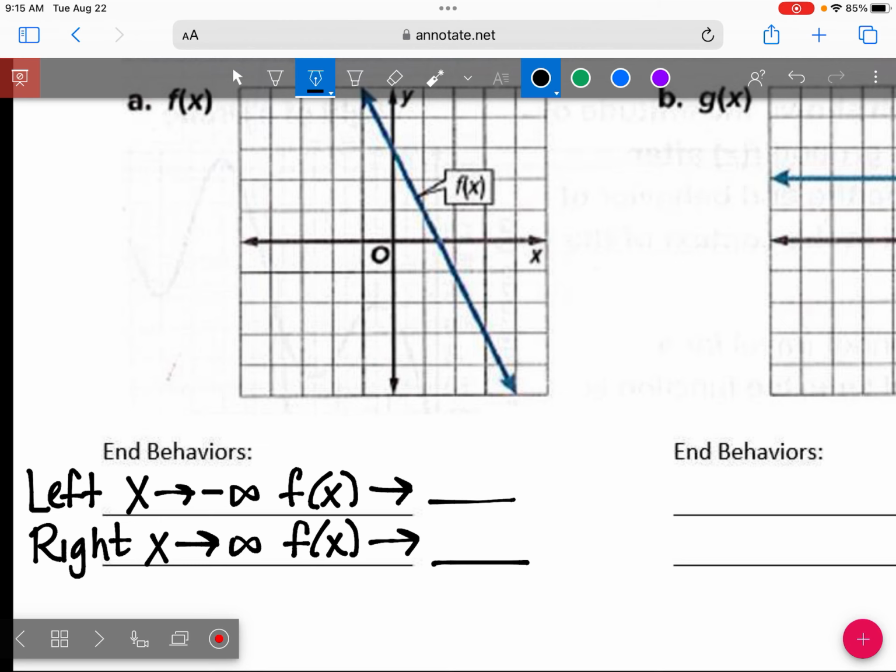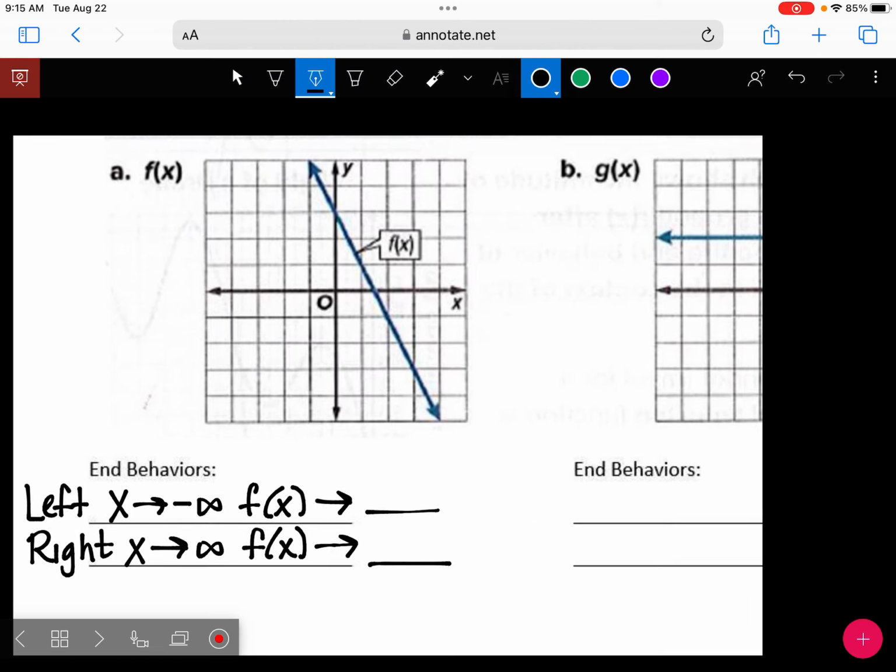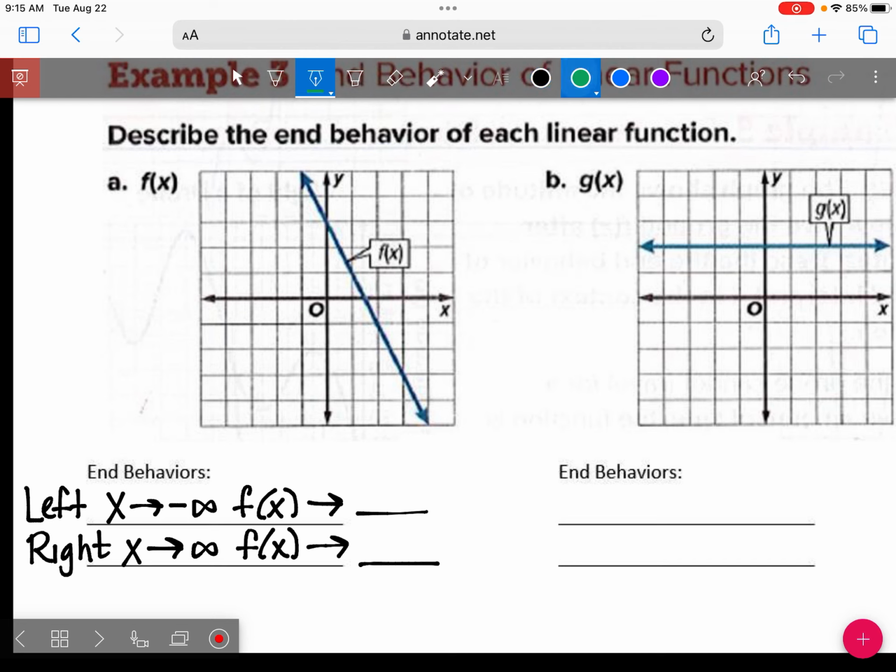And when I say left and right, I'm talking about the left and right side of the y-axis. So this is my y-axis. This is my left arrow. This arrow represents my left end behavior, and this arrow represents my right end behavior. So end behavior is exactly the way it sounds. What is the graph doing on the end?